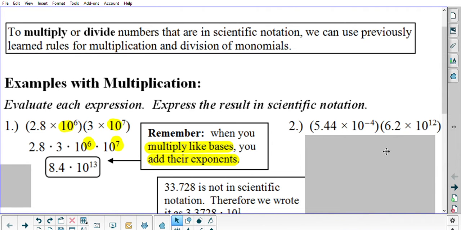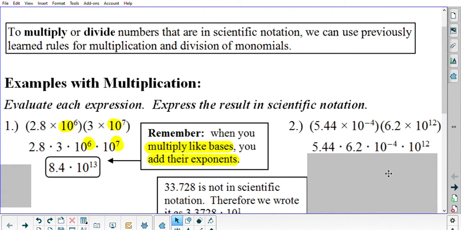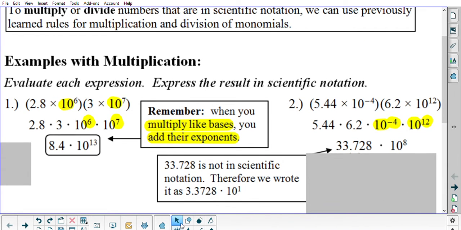Once again, we can use the commutative property of multiplication, switch the order, and we can then take the like bases, which are the tens, and since we're multiplying them, we can add their exponents. So negative 4 plus 12. Now, since this is a negative plus a positive, you would subtract in your head, and that would give you 10 to the 8th. And then you could go off to the side, do 5.44 times 6.2, and you would get 33.728. Now, here's the deal. That answer is not in scientific notation. Why? Because 33.728 is not a number between 1 and 10.